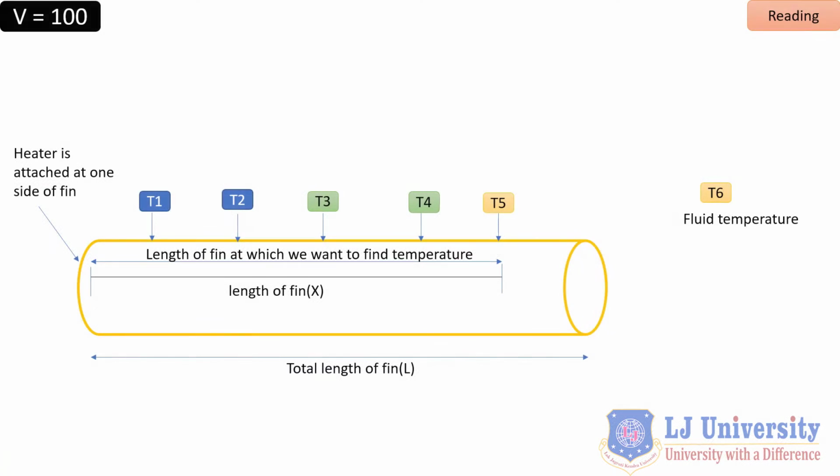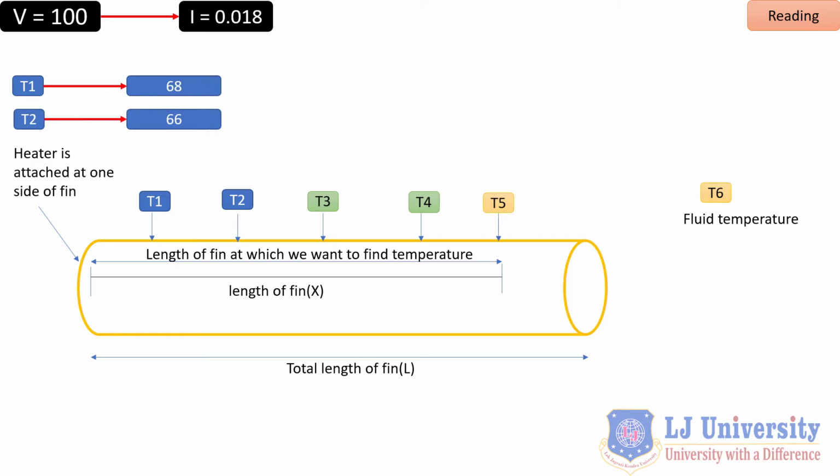First of all, let us see the voltage value that we have fixed. We have fixed the voltage as 100 volt and the current as 0.018. After steady state, we have taken the readings: T1 is 68 degrees Celsius, T2 is 66 degrees Celsius, T3 is 56 degrees Celsius, and T4 is an open channel.